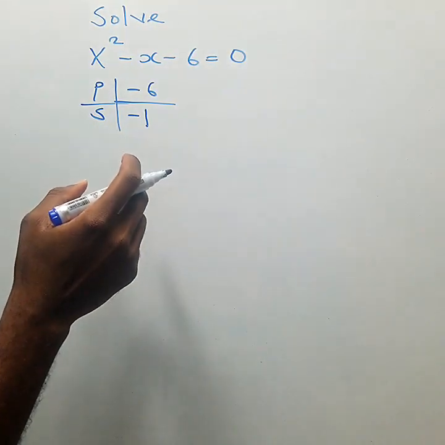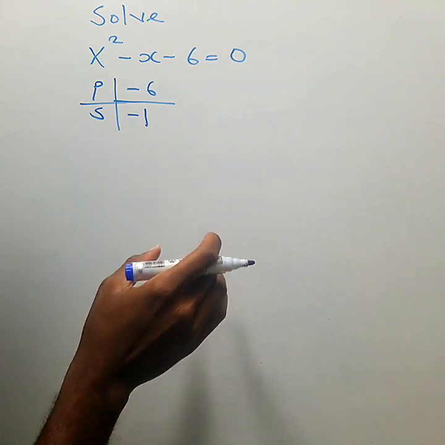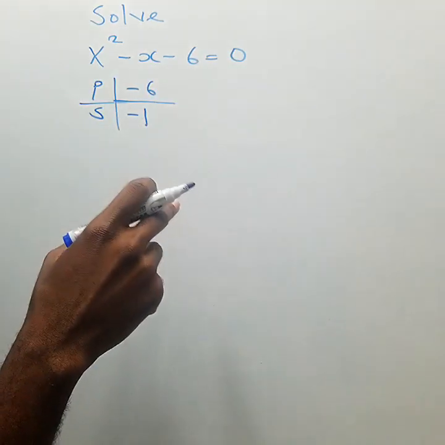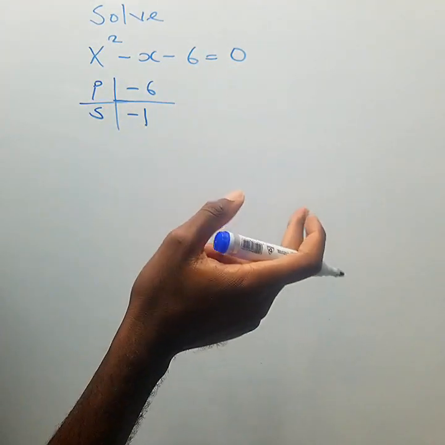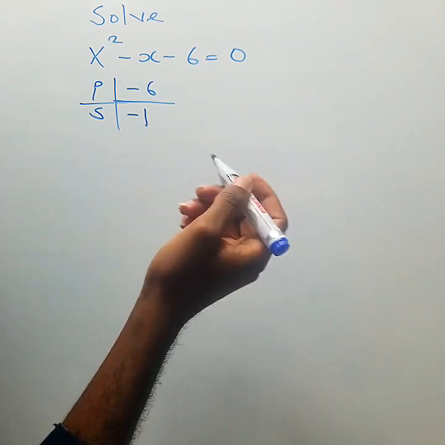Now see something here. Our product is a negative, our sum is a negative. If the product is a negative, that means one of the factors must be a negative, the other one must be a positive. Then, if our sum is a negative, that means from the two factors, the bigger number must be a negative, the smaller number must be a positive. Why is that? When you're subtracting, you always follow the sign of the bigger number.